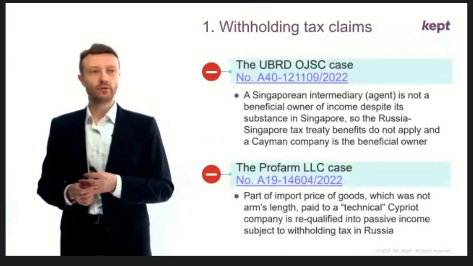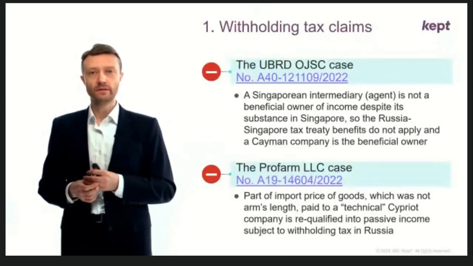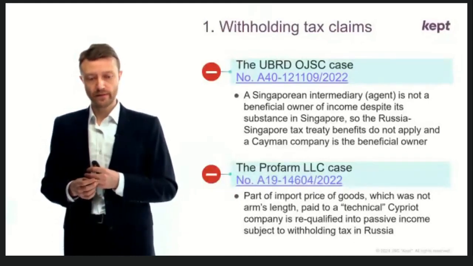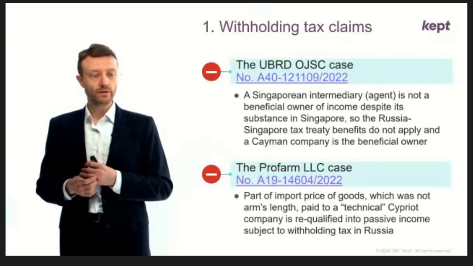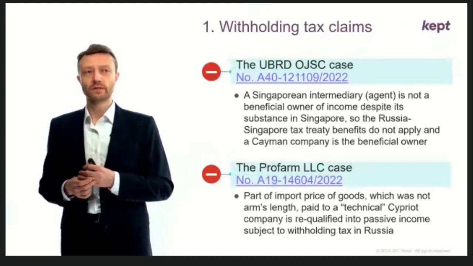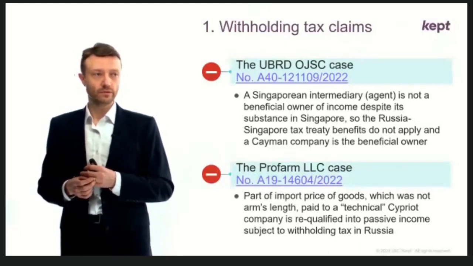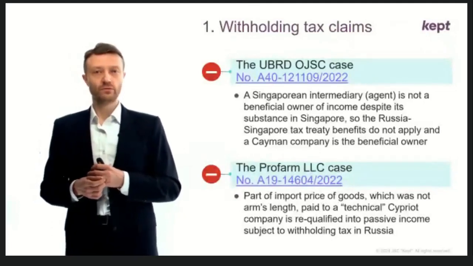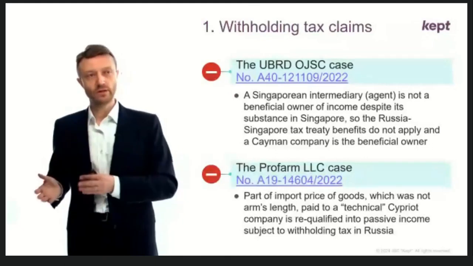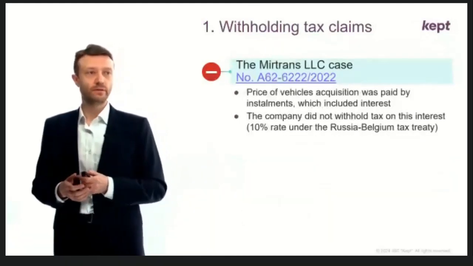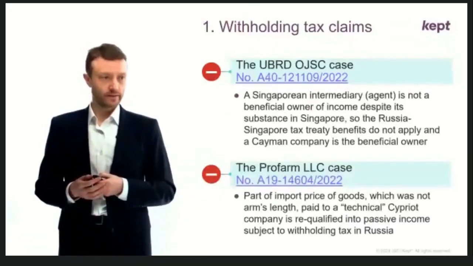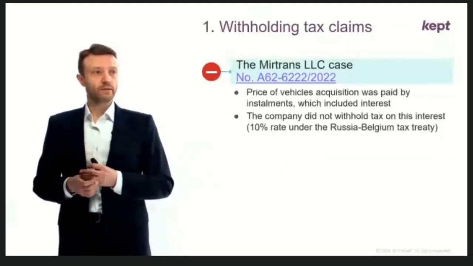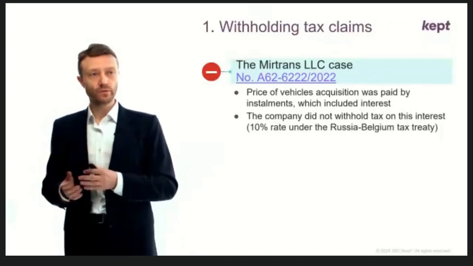Yeah, and the bottom line, the conclusion here, is that one should not expect that an inflated acquisition price for whatever is paid from Russia abroad is only going to be denied for deduction. It can also be requalified into passive income, and additionally, withholding tax may be charged, as evidenced by the Profam case. Okay, next one is where again goods were acquired.